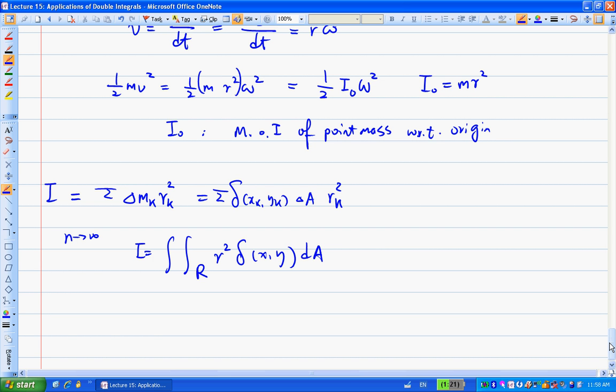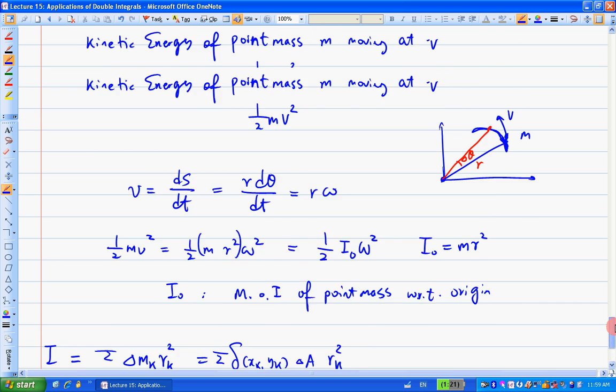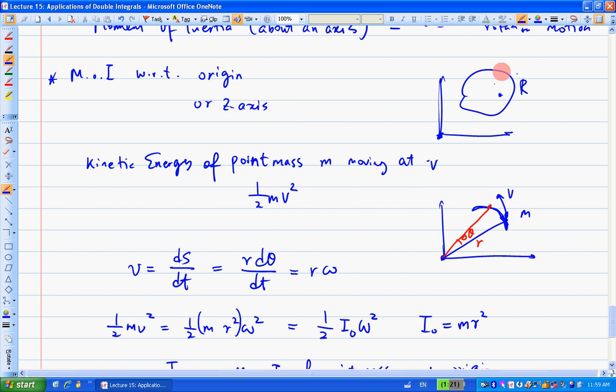This is the moment of inertia of that plate, or the region R, with respect to the origin. Will r be changing? Yes, r will be changing. If I have region R over here and you have a point here, this is r. If you're here, that's a different r. Here, that's a different r.